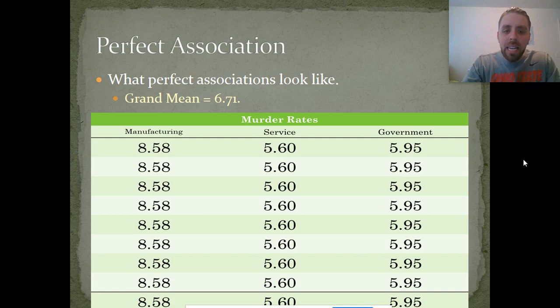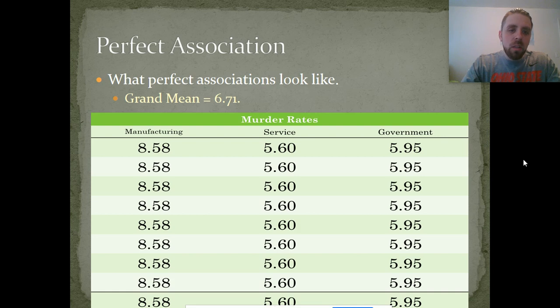So you will notice here, this is hypothetical, but this would be a perfect ANOVA relationship. No variation whatsoever within the group. All variation is happening between the groups.